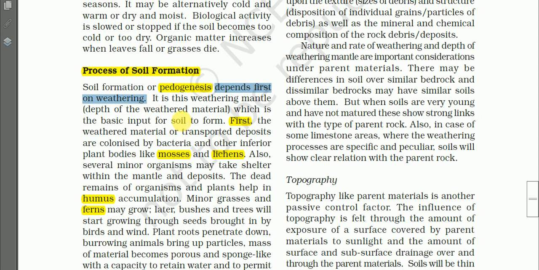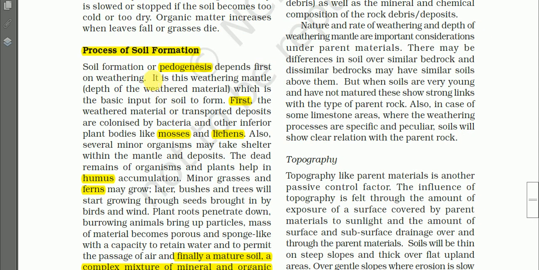First there should be weathering, and it is this weathering mantle, meaning the depth of the weathered material, which is the basic input for soil to form. So weathering of the rocks, or the weathering mantle, is the basic input for the soil to form. That means after breaking down a big rock, soils will be formed. The ultimate result of weathering is formation of soil.